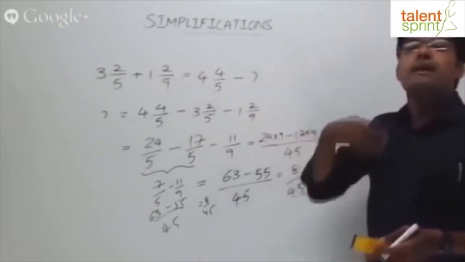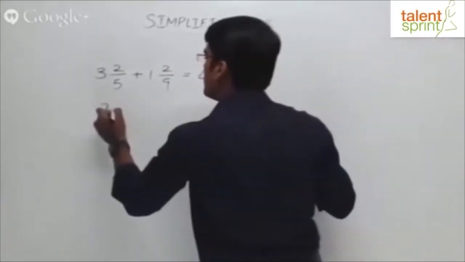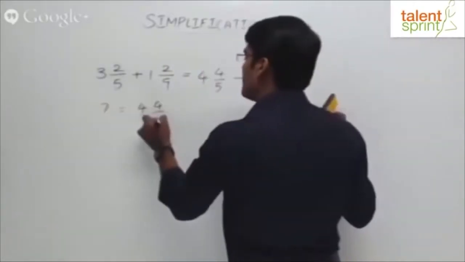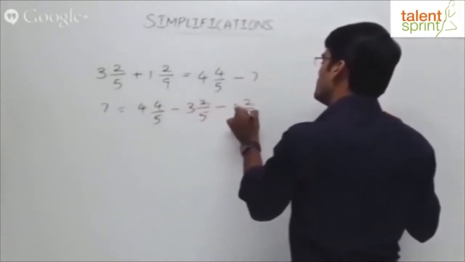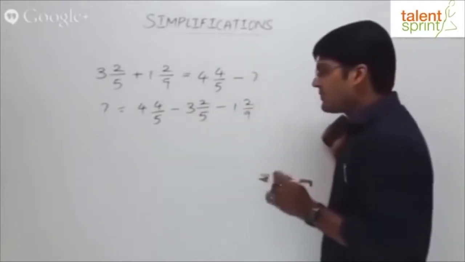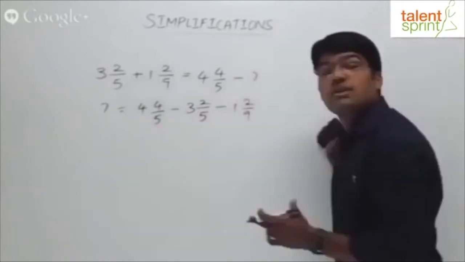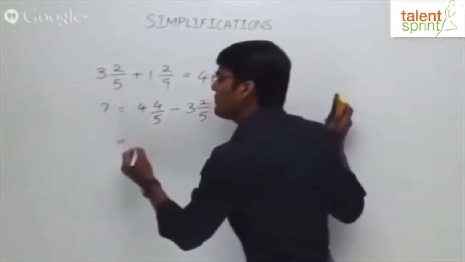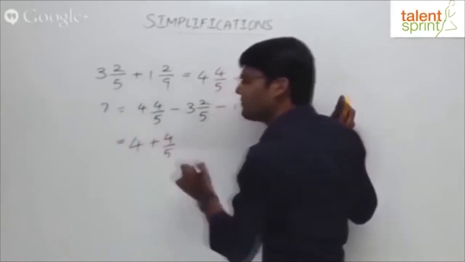Now, without doing this, how will we get the answer faster? Let's look at that. So what do we do here? This will be equal to 4 4 by 5 minus 3 2 by 5 minus 1 2 by 9. Right? Now let's understand how does it give us the answer faster. What do we do? As I've mentioned, split the mixed fraction into integer part and the fraction part. So 4 4 by 5 can be taken as 4 plus 4 by 5. Yes or no? 4 plus 4 by 5.